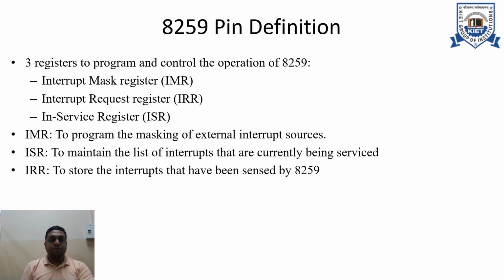There are 3 interrupt registers: IMR interrupt mask register, IRR interrupt request register, and ISR in service register. IMR is used to mask the external interrupt. ISR is used to maintain the list of interrupts that are currently being serviced. IRR stores the interrupts that have been sensed by 8259. Means the source is connected with IRR, then the one currently in execution is maintained by ISR, and IMR is used for masking the external interrupt sources.